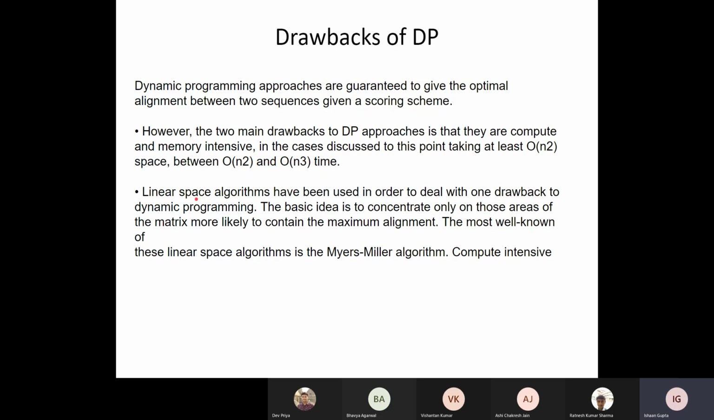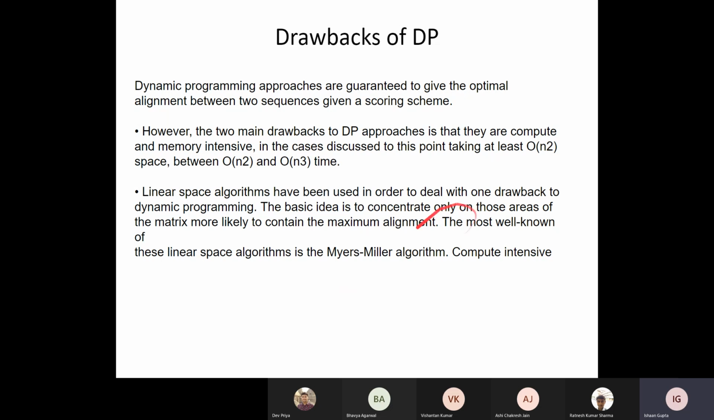There are some linear space algorithms which have been used to deal with the drawbacks of dynamic programming. The basic idea is to concentrate only on those areas which are more likely to give you maximal alignment. How you find the areas which give maximum alignment is similar to what you do with dot matrices. Wherever you have small diagonals off the main diagonal, those are the areas more likely to give you maximal alignment.